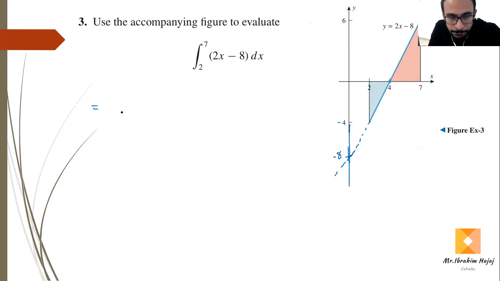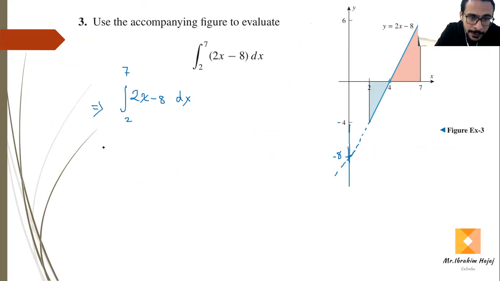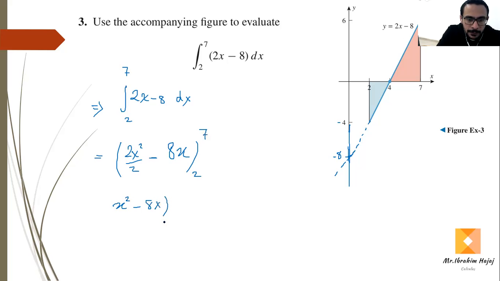Okay, we're going to integrate. It becomes 2x to the power 2 over 2. Equal 2x squared over 2, which is x squared, minus 8x. So it's x squared minus 8x from 2 to 7.